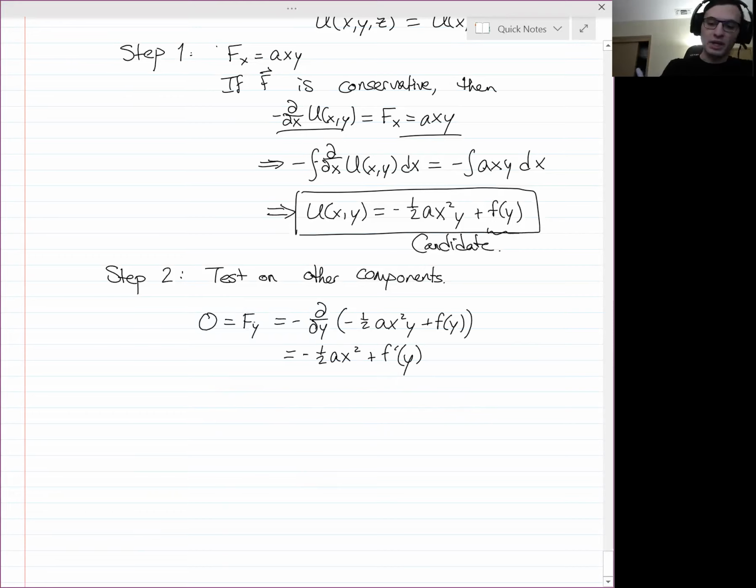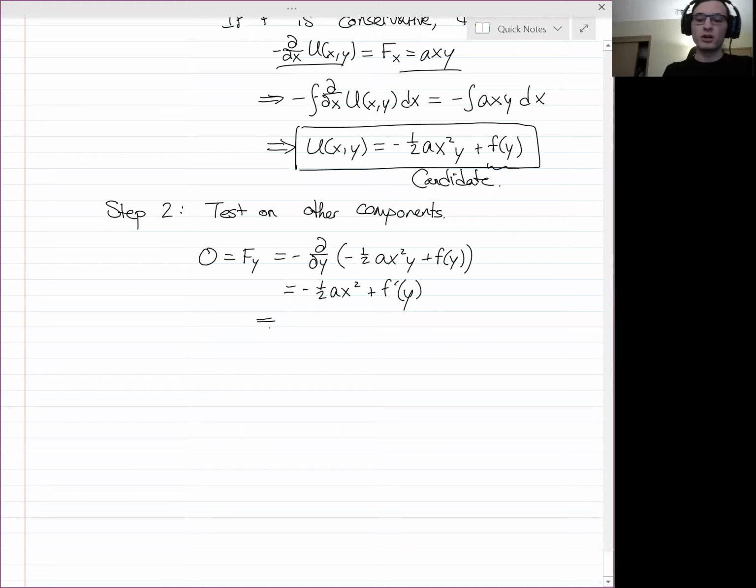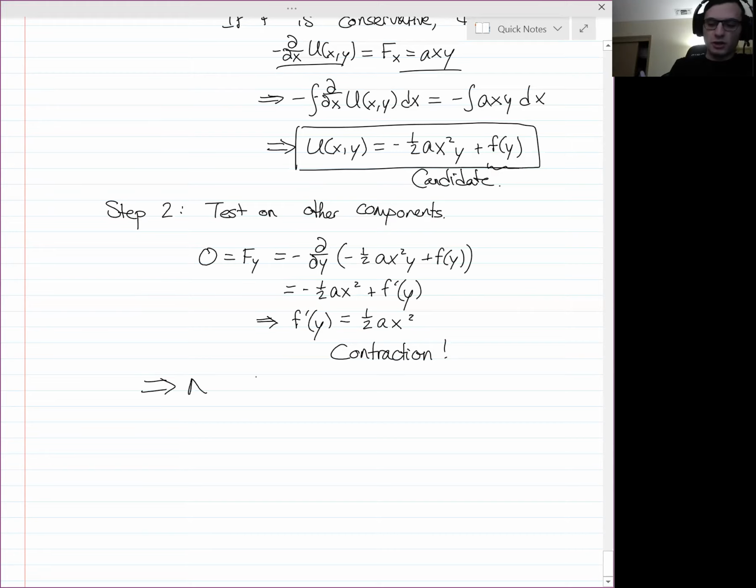Okay, so then that means that we have a formula for what f prime of y has to be. That tells us that f prime of y has to equal 1/2 ax squared. But that's impossible. This is a contradiction because f prime of y only depends on y, but this formula is telling us that it depends on x as well. So that means that there is no such function. There is no function u of x and y that is a potential energy for f.